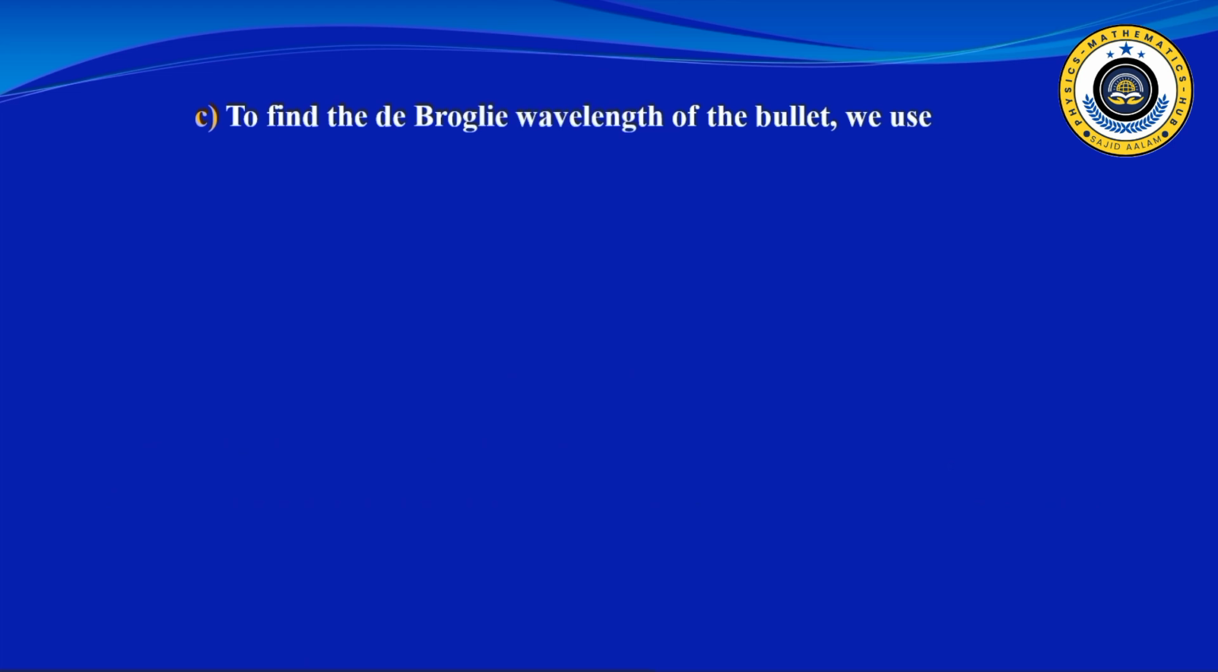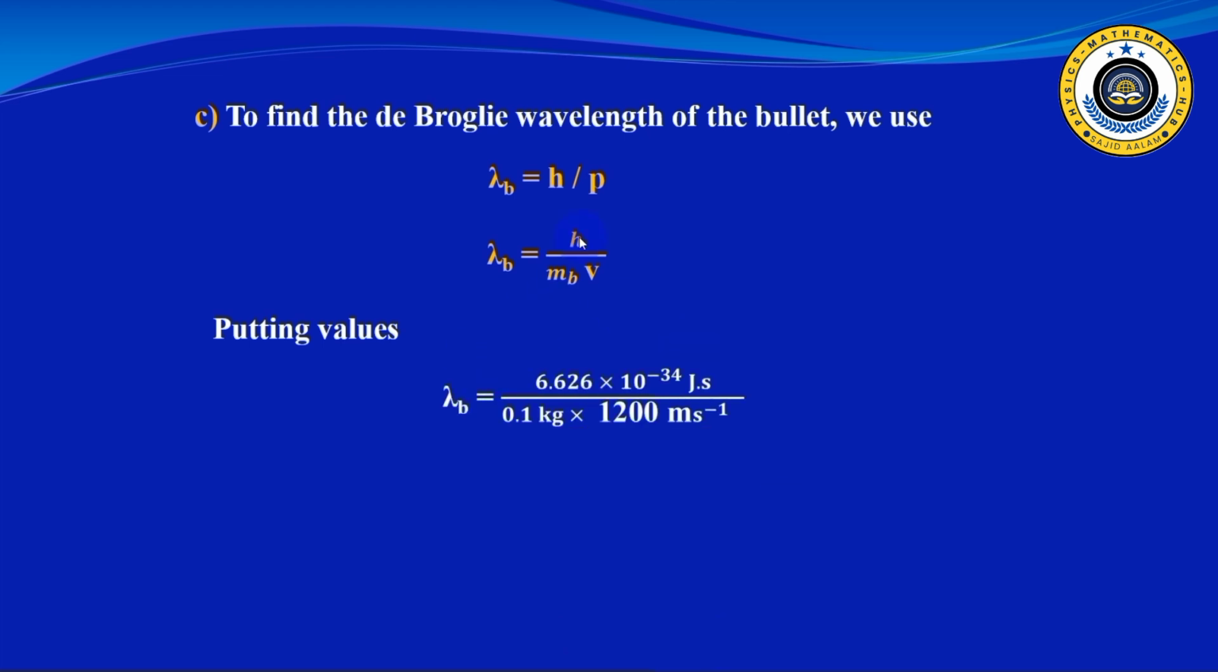In case C, to find the de Broglie wavelength of the bullet, we use the de Broglie wavelength equation. Lambda b is equal to h divided by p, where p is the momentum of the bullet, which is equal to mv. Putting values, we get lambda b is equal to the value of Planck's constant divided by 0.1 kg, the mass of the bullet, multiplied by 1200 meters per second, which is the speed of the bullet.